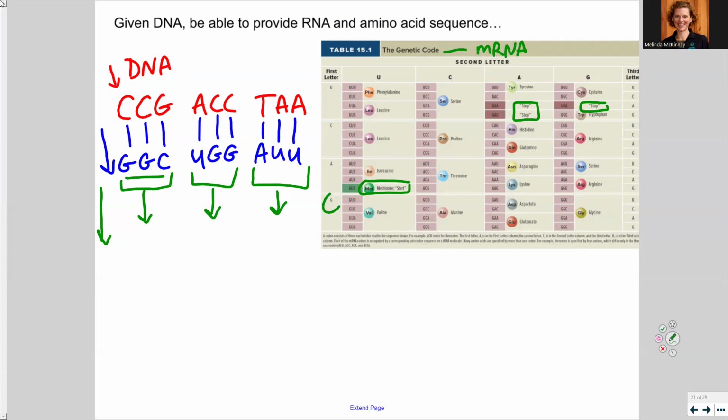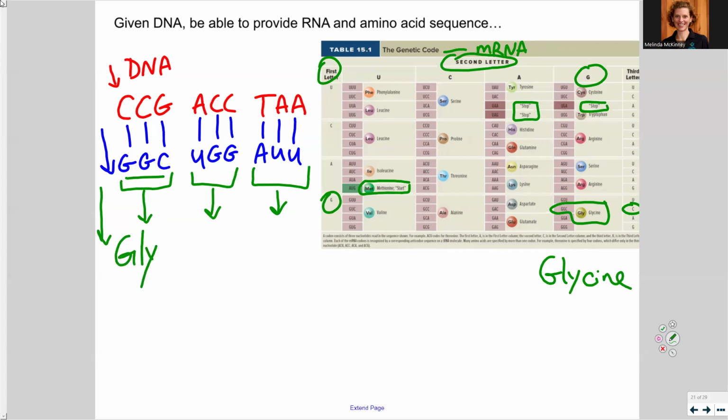So I'm going to look for G on the first letter, second letter across the top here, G, okay, and then C. Third letter, GGC, yeah, down here. So GGC, so this is glycine. And so this is going to be GLY. Okay, I'm going to abbreviate it like that.